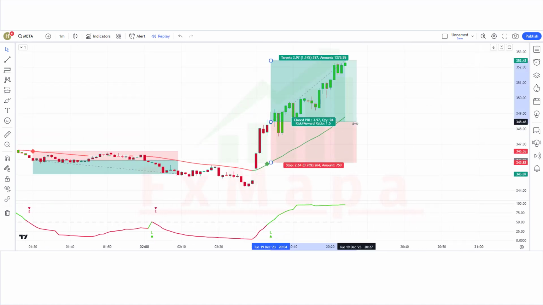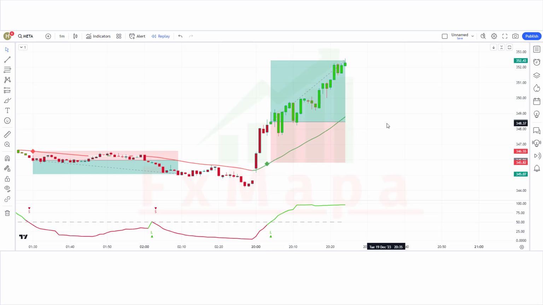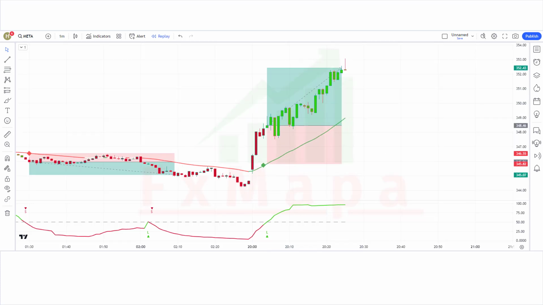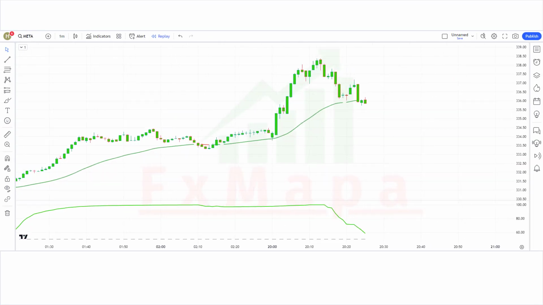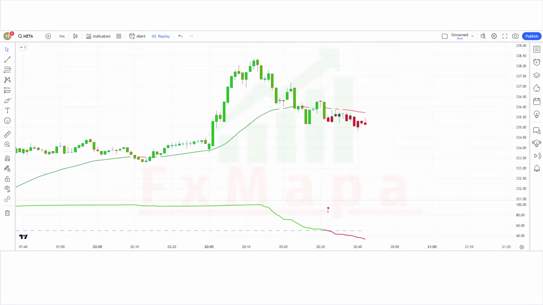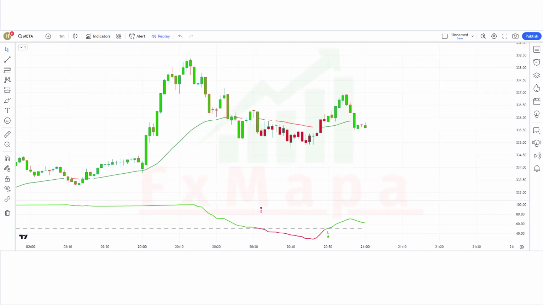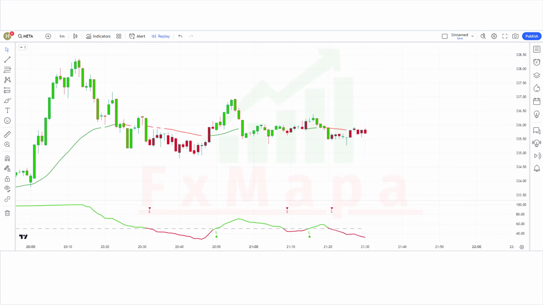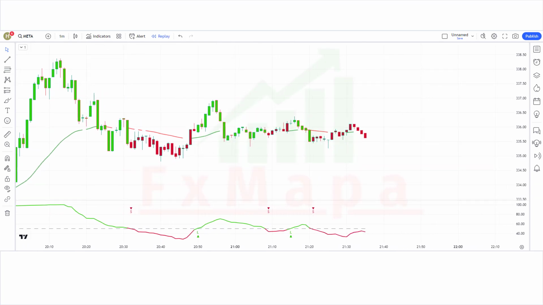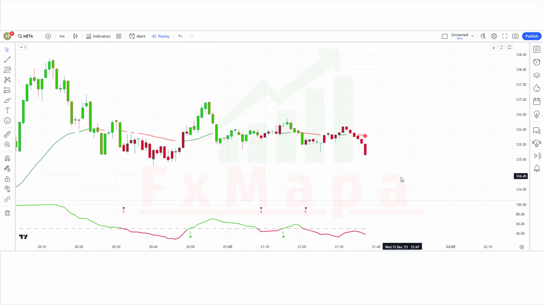The market has completely hit the target. I hope you must have understood this trading strategy. If not, then don't worry, we will see multiple trades, so that you definitely will understand. If you have any question related to this strategy, then you can ask in the comments section. We will try our best to answer all your questions.